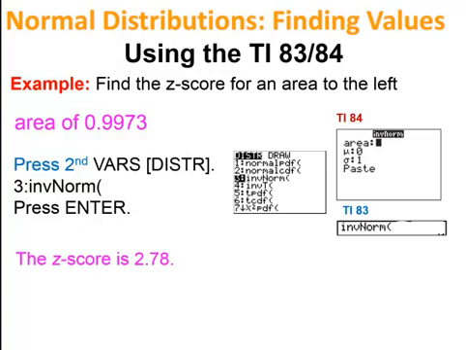Now remember, when you're doing a z-score, the z-score is only 2 decimal places, just like it is on the table. There are 2 exceptions, and it's important that you notice what those 2 exceptions are, and they are on the table. And that is for the 90th percentile, and I think it's the 98th.